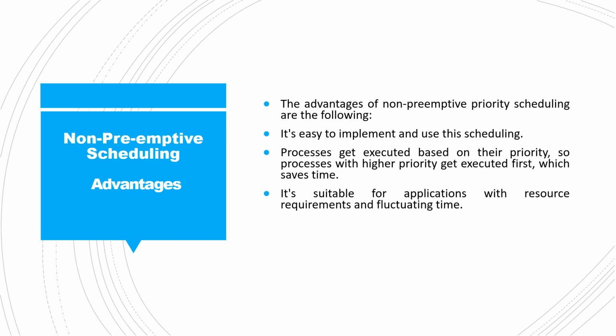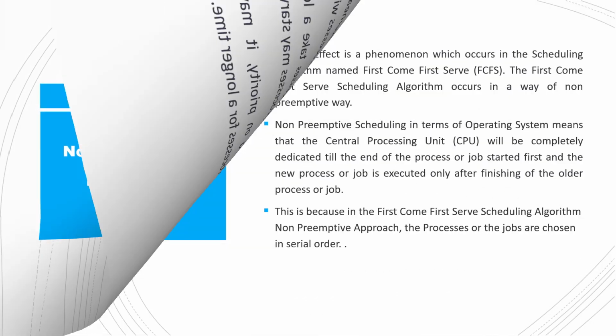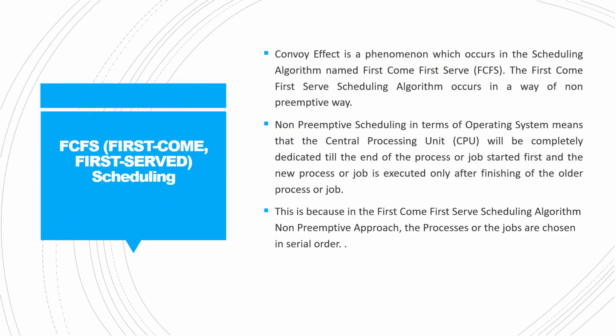Next one is non-preemptive disadvantages. It has computing overhead when the system crashes. Almost all processes with low priorities get lost. Higher priority processes take a lot of time. Then the lower priority process may starve and get postponed. Based on priority, it may leave some low priority processes waiting for a longer time. These are the disadvantages of non-preemptive scheduling.